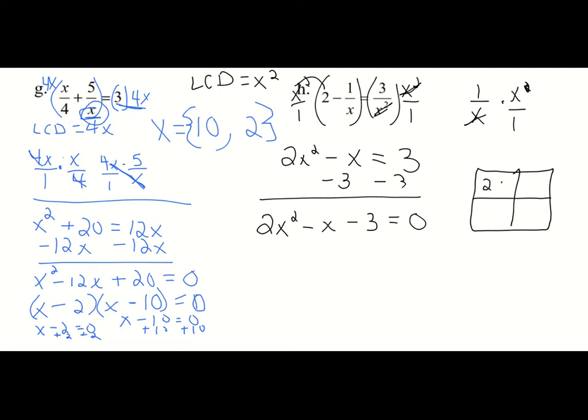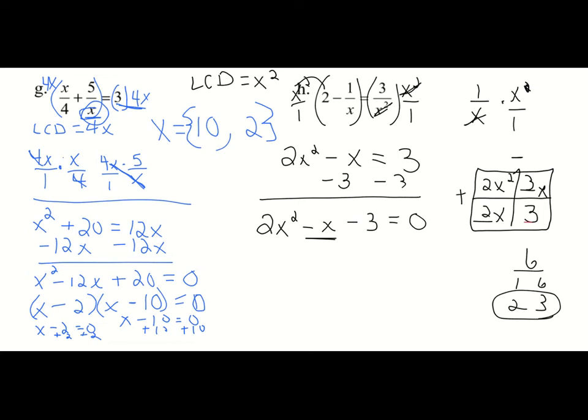So I'll have 2x squared, and I'll have 3. And I need to find my middle terms. 2 times 3 is 6. My factors of 6 are 1 and 6, 2 and 3. And I need a negative 1. So I'm going to use the 2 and the 3. My 3 needs to be negative, and my 2 will be positive.